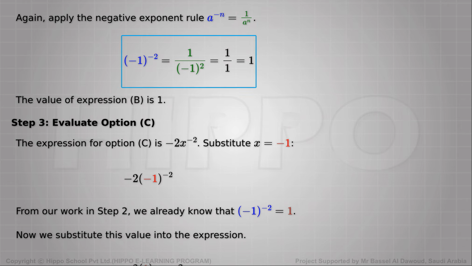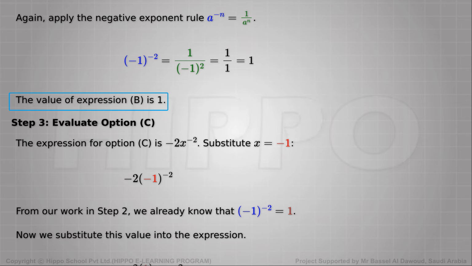Now, be careful with the squaring. -1 times -1 is +1. So our expression is 1 over 1, which equals 1. So the value for option B is also 1.